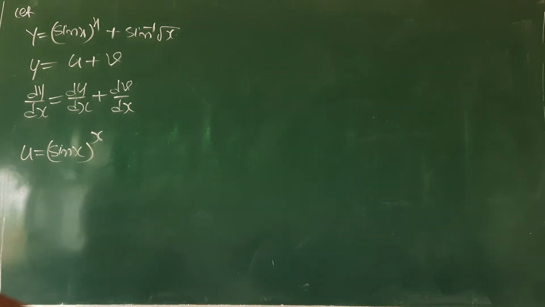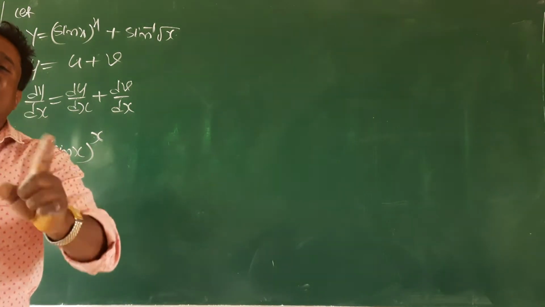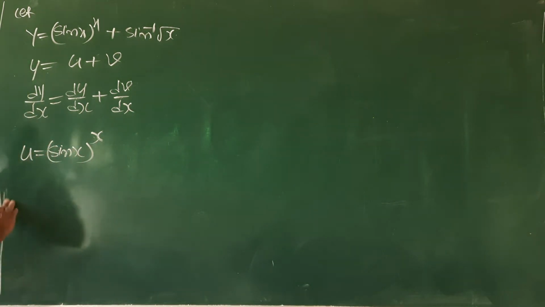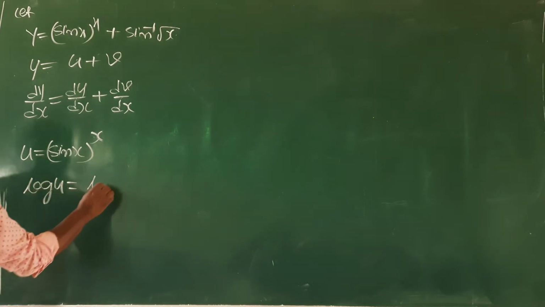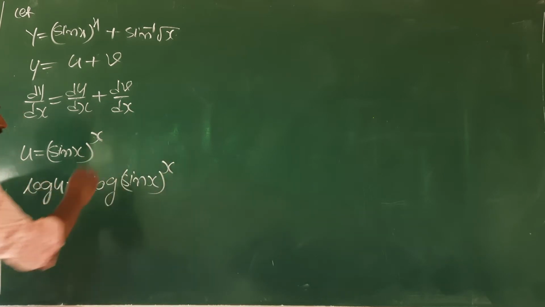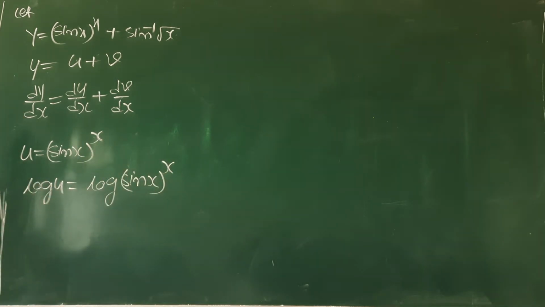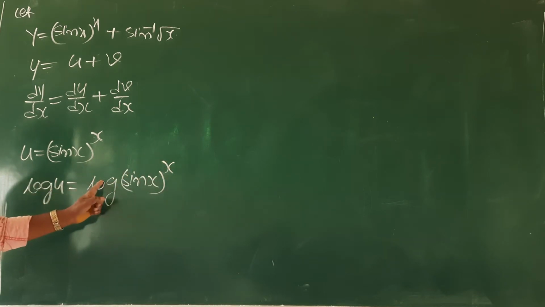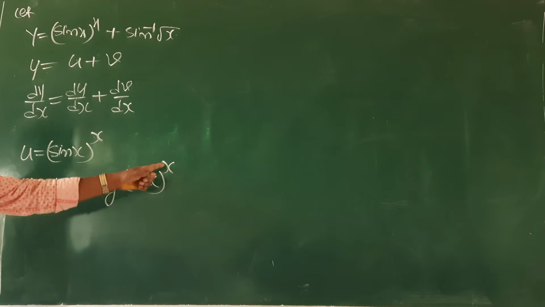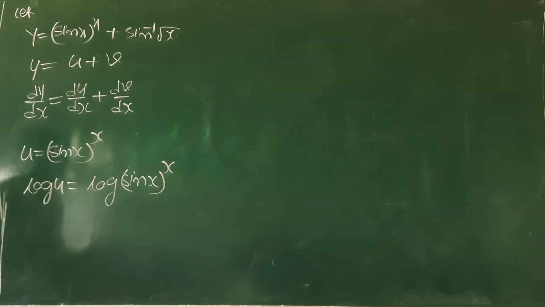Clearly it is in the form function power function. So if it is function power function, you should take log. Taking log on both sides is a must. So you take log, students: log u is equal to log of sin x power x. Power comes down: log m power n is n log m, right students?